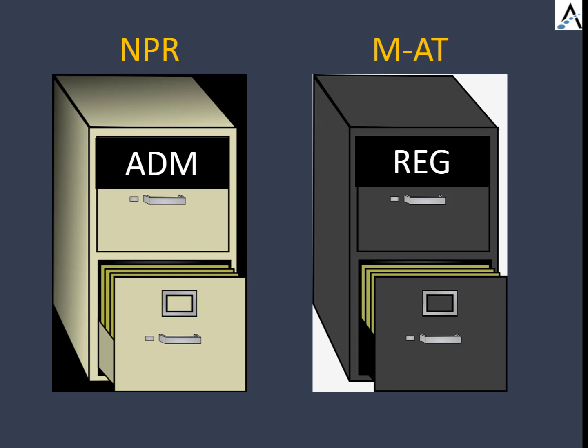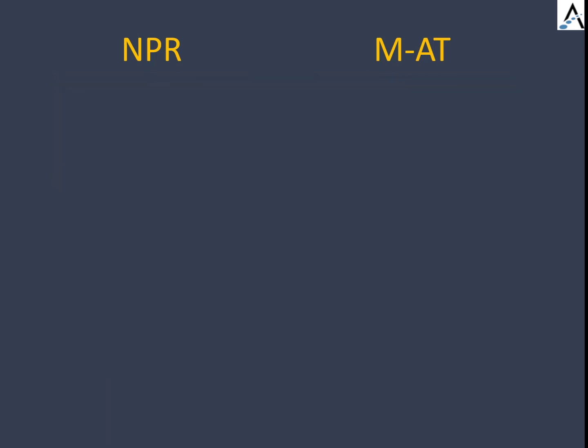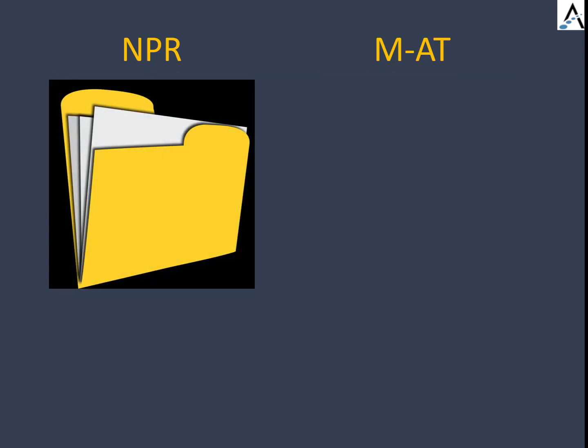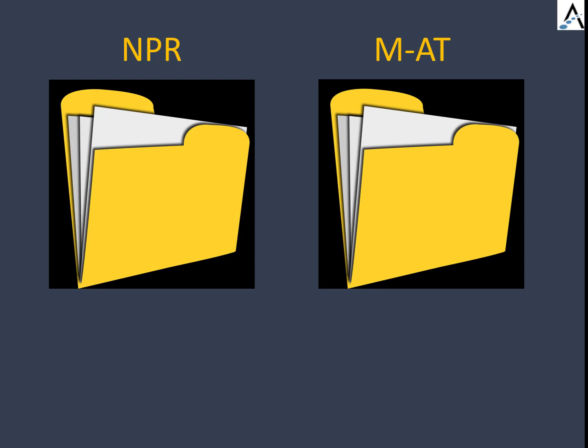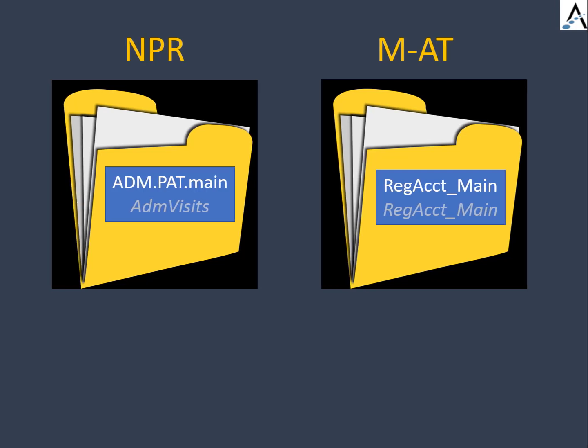A DPM for NPR systems like ADM.pat, or an object in MAT, in this case reg-acct, or reg account, as we might say. If we open those drawers, we'll find folders, which in turn represent the next level of storage, an NPR segment on the left and an MAT record on the right. As a reminder, at this level, each is the equivalent of a table in the data repository. This is important to note, especially for MAT, since a record in the context of a database table has a different meaning than it does here.